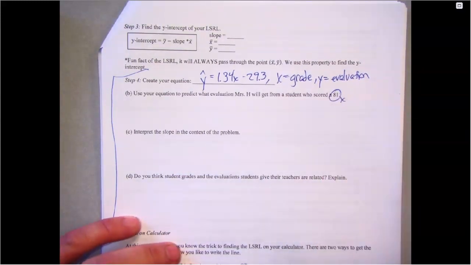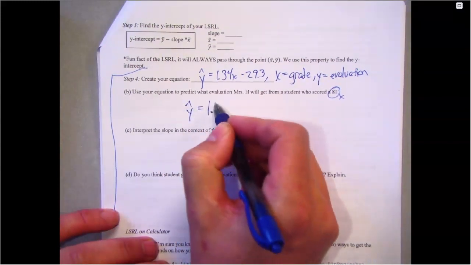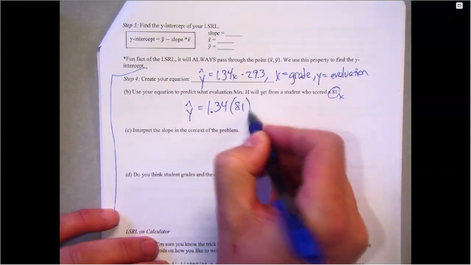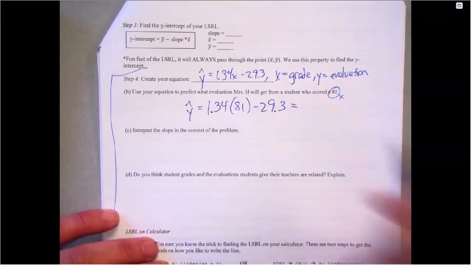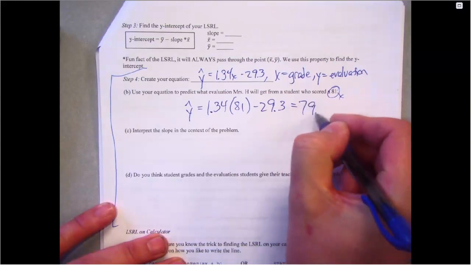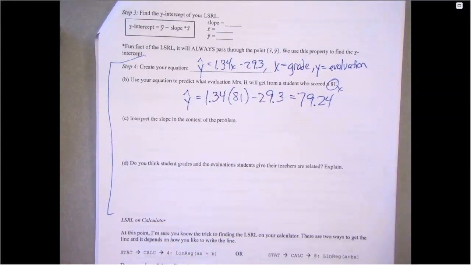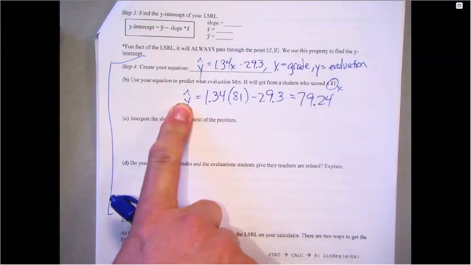So that's their grade, so that's their x value. We want to find the predicted value. So y hat is 1.34 times their grade, which was 81, minus 29.3. I get 79.24. I could do it backwards too. I could say if the predicted evaluation was 90, what score do we think we got. So I could have you plug in for y hat or x, either way.